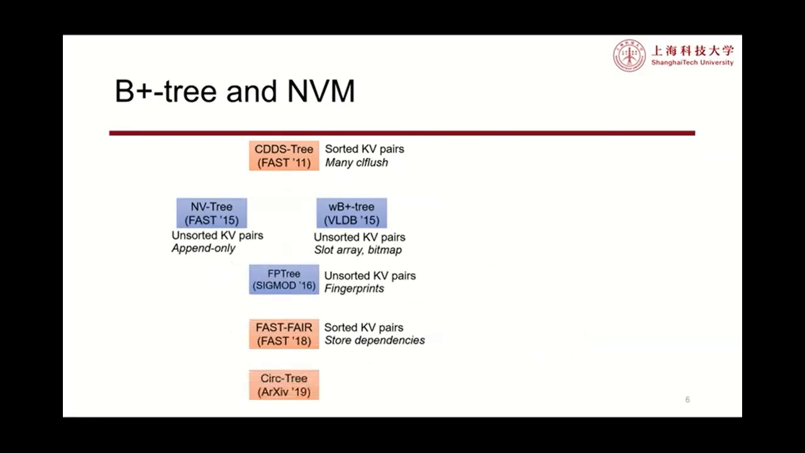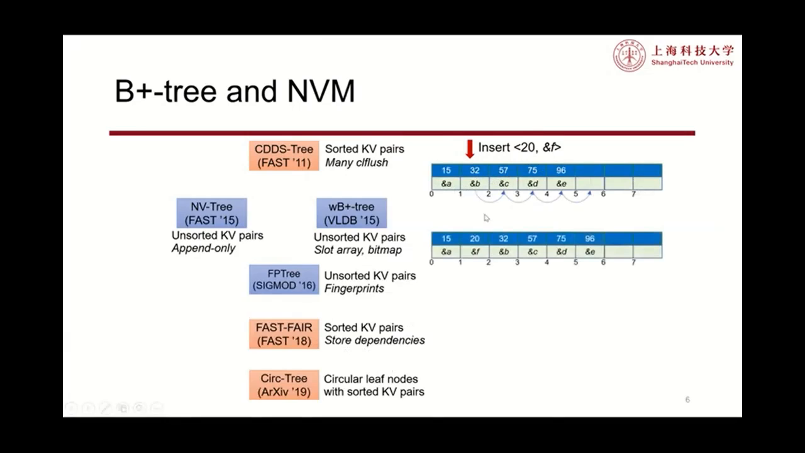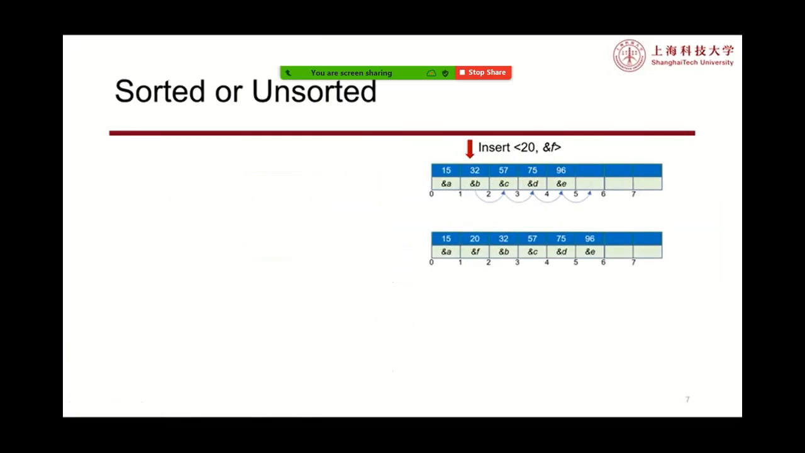Now we have FAST and FAIR and CCF tree. They are with sorted key value pairs. They use store dependencies to reduce the use of cache line flush and memory fence. Let's use FAST and FAIR as an example. This is a sorted node, and we want to insert 20. Because we want to keep the node sorted, we need to shift the key value pairs, and then we insert the 20 here. So this is the sorted node.